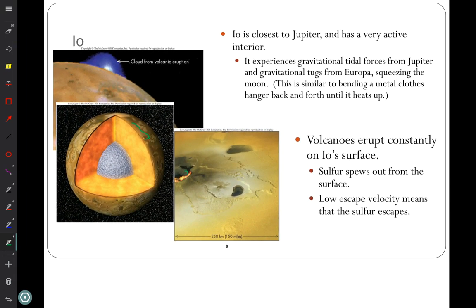And this just talks about the things I've already said. Sulfur spews up out of the surface. Hellfire and brimstone, friends. That's what it's like on the surface of Io.